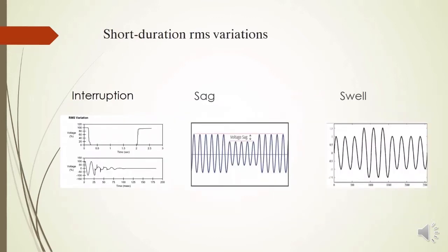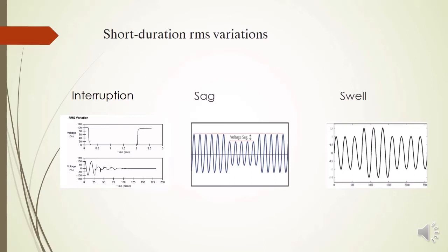The next phenomena is the short duration RMS variation. Short duration RMS variation is caused by the fault condition in a power system. There are three types of short duration RMS variation. The first one is the interruption. The interruption is the supply voltage or load current decrease to less than 0.1 per unit for a duration of less than 1 minute.